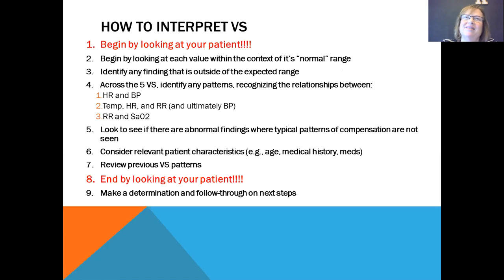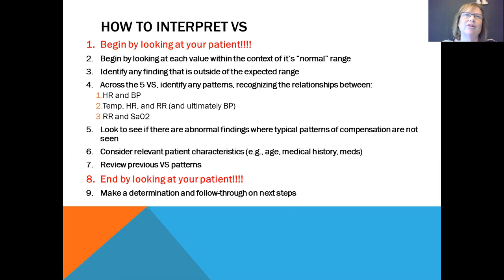So how do we interpret vital signs? There's a whole bunch of steps here. Let's run through them, and then let's get to some examples, because I think that's where they're going to start to make sense. Number one, and you'll see right near the end, same thing, begin by looking at your patient, you're going to end by looking at your patient. Vital signs are irrelevant outside of that composition of your patient's health condition.